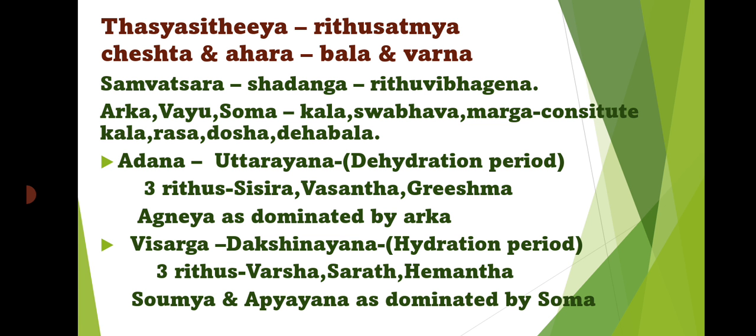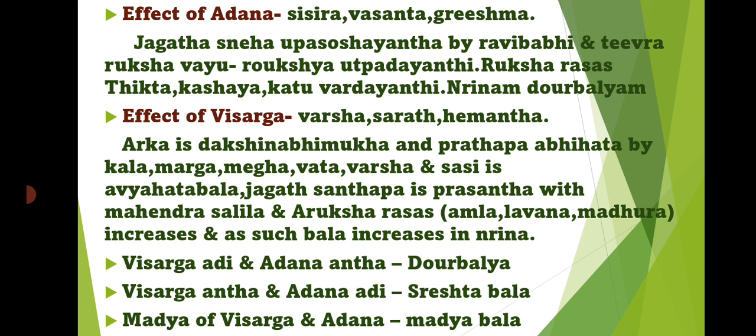And Visarga Kala, or Dakshinayana, is Varsha, Sharat and Hemanta. It is Saumya and Apyayana in nature as it is dominated by Soma. The effect of Adana and the effect of Visarga in the body are mentioned in this chapter. First, the effect of Adana: Adana is Shishira, Vasanta and Grishma.